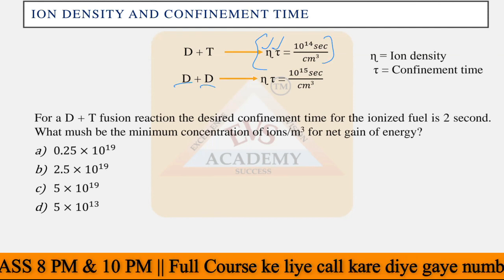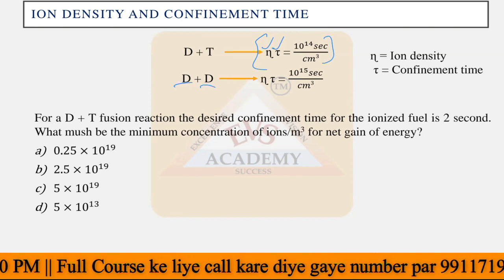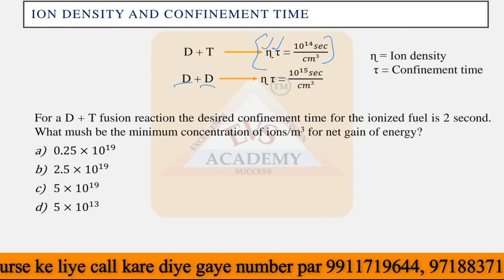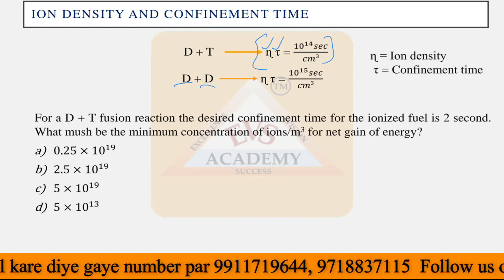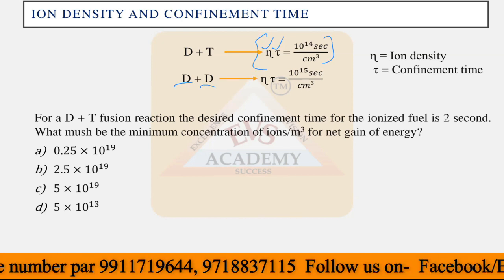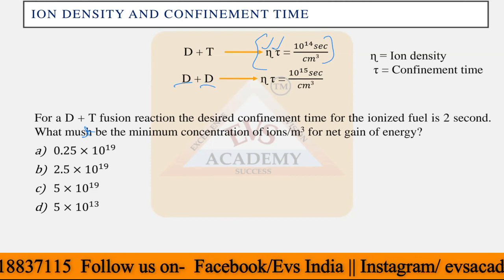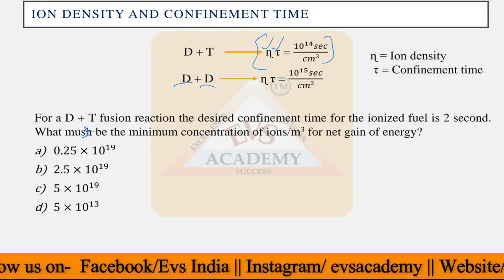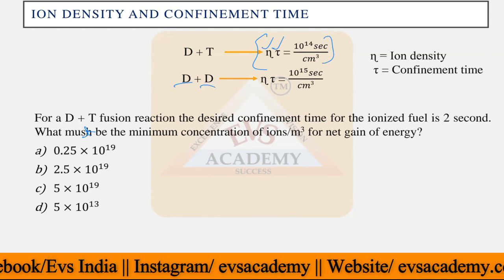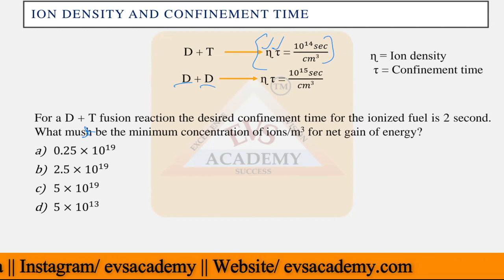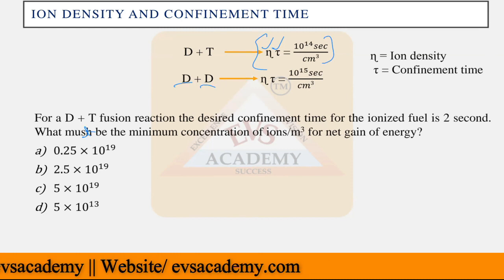For example, the question you can see here: for the deuterium plus tritium fusion reaction, the desired confinement time for the ionized fuel is 2 seconds. What must be the minimum concentration of ions, or ion density, in ions per meter cube for the net gain of energy? The options are provided here.